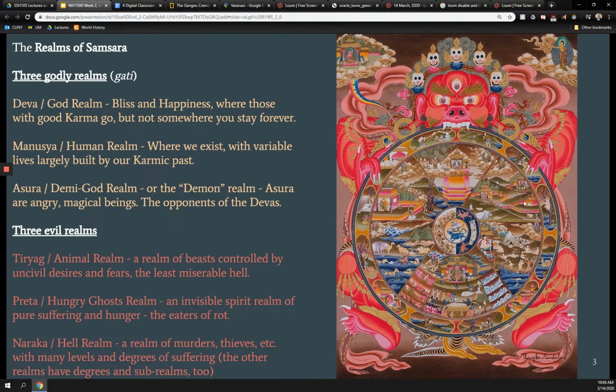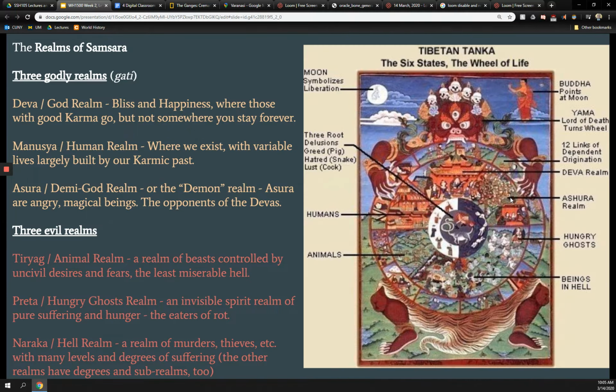And if you're a good person, hopefully you end up coming back as a human or as a god, or possibly as a demigod, although being a demigod means you're kind of on the bad side of good, I guess. It's a very complicated system. But these are the godly realms, the gati of samsara.